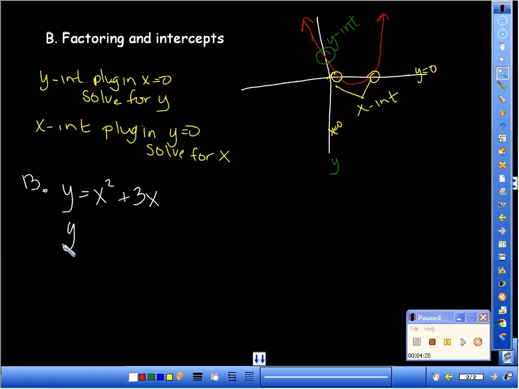So if I take the x out, I can write it as y equals x times the quantity. X times what gives me x squared? X. And x times 3 will give me 3x. So it's x times the quantity of x plus 3. Now, this has been factored. So that's part A of your problems. We factor the equation completely. Then it says find the y-intercept of the graph and the x-intercept. So let's find the x-intercepts first. And we do that by plugging in what?